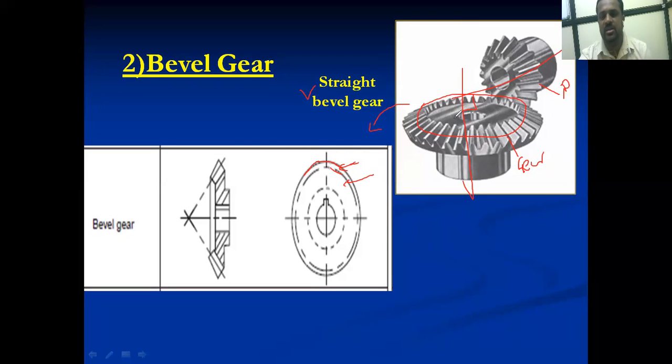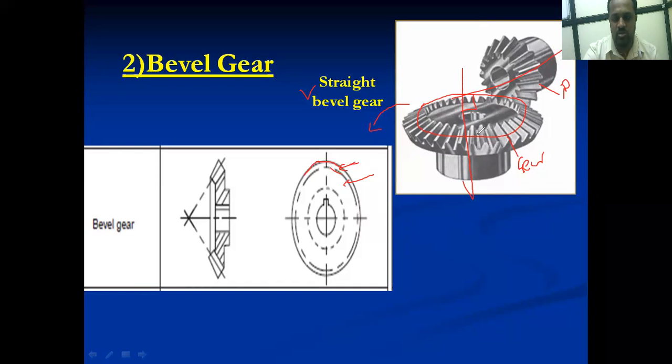What is meant by the pitch circle? Pitch circle is nothing but the circle we can easily draw from the point where the teeth mesh. It is called the pitch circle. This is the topmost portion of the teeth.